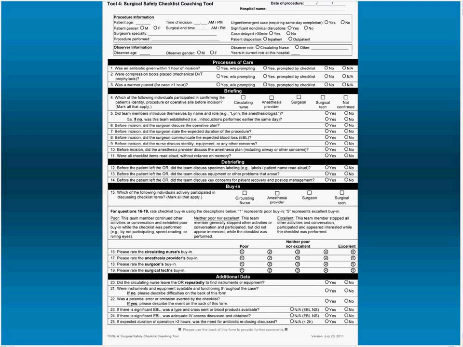So this is the Surgical Safety Checklist Coaching Tool, and I'll admit from the very beginning that it looks maybe fairly intimidating. It is on one page, however, but it covers a lot of different areas of how the checklist might touch the work that you actually do in your hospital and how people are actually performing the checklist. So I want to take the Surgical Safety Coaching Tool and break it down for you into different areas to show you what it's really looking at.